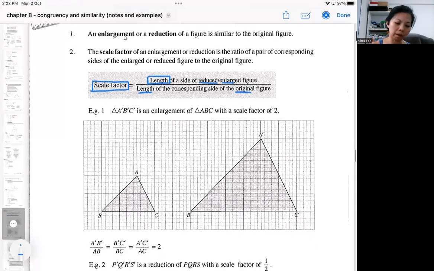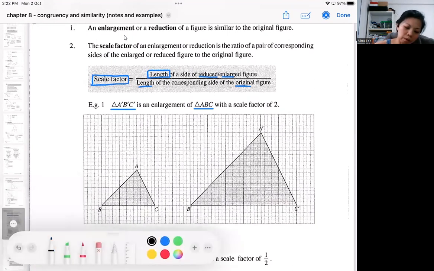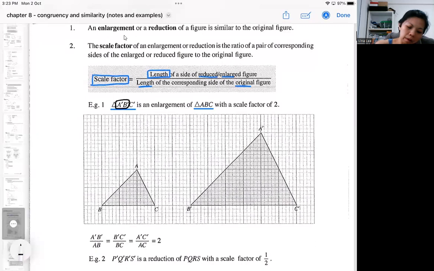For example, in this case, this triangle A prime, B prime, C prime is an enlargement of this triangle with a scale factor 2. What does it mean when it says there's a scale factor 2? You compare this ratio and this ratio. If I do this ratio, it will be 2/1. That means this part here is 2 units, and this is 1 unit.